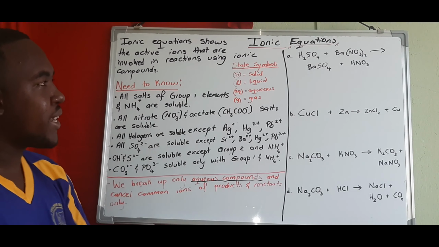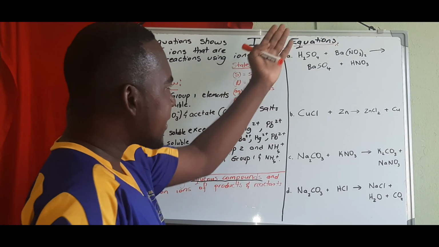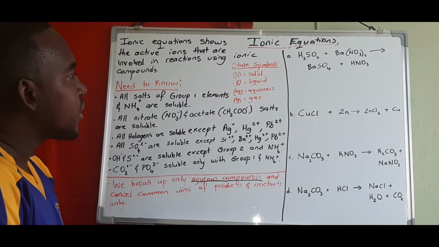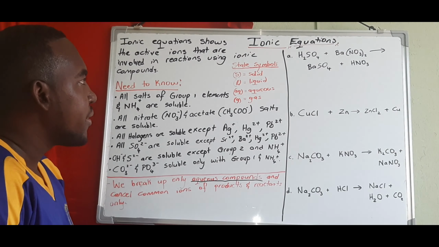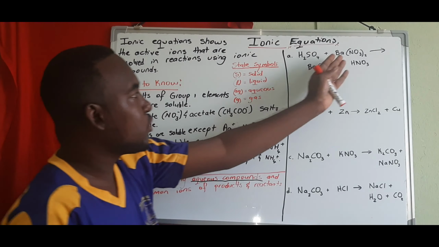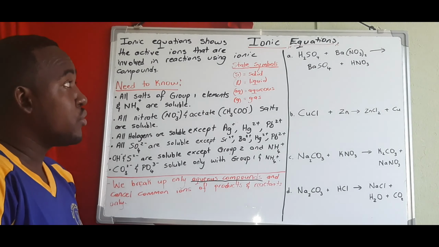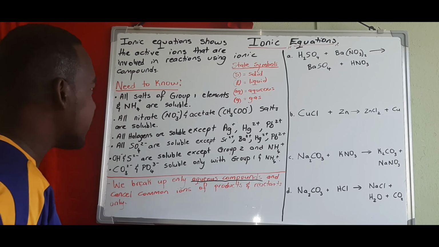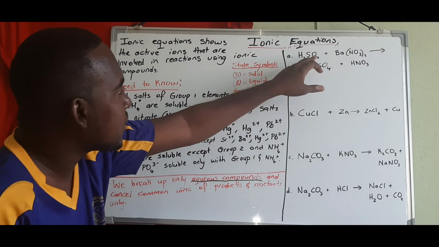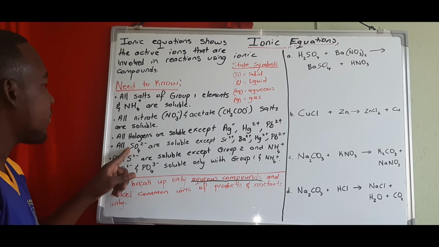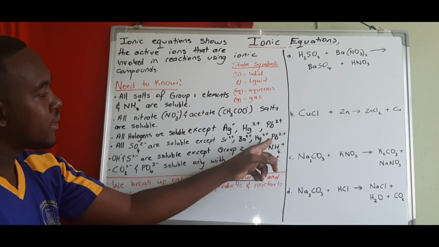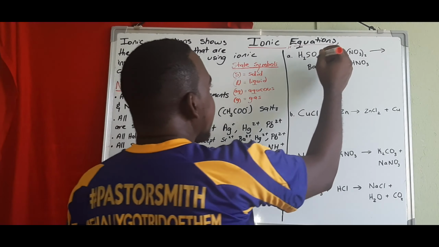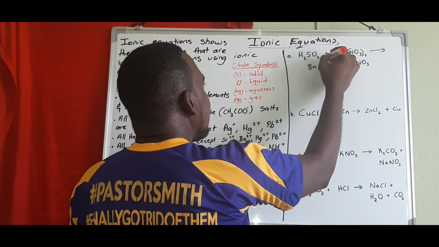So let's look at this one here. We have sulfuric acid mixing with barium nitrate to give barium sulfate and nitric acid, or hydrogen nitrate. The first thing we notice is we don't have any state symbols, so we need to introduce our state symbols. We know that all acids are soluble, and we can check that because it's a sulfate. If we look at sulfates, we say all are soluble except, and we notice hydrogen is not there. So that means if it's soluble, the symbol here is AQ.